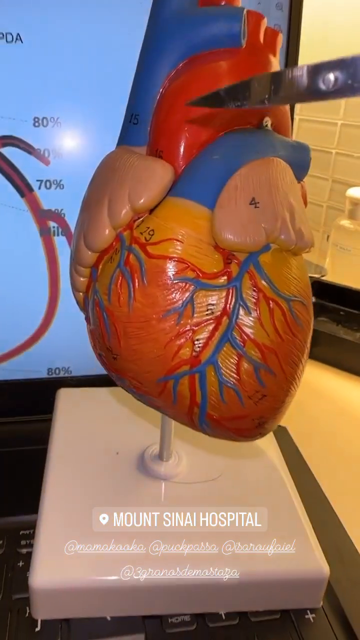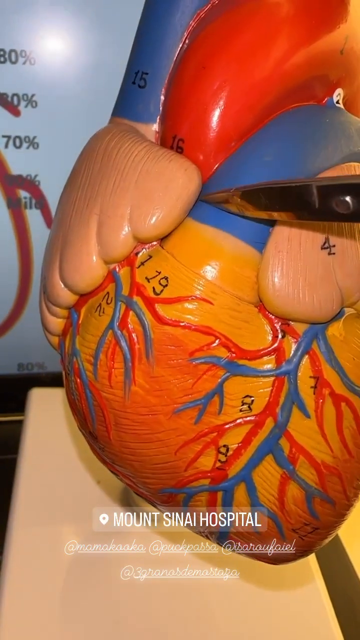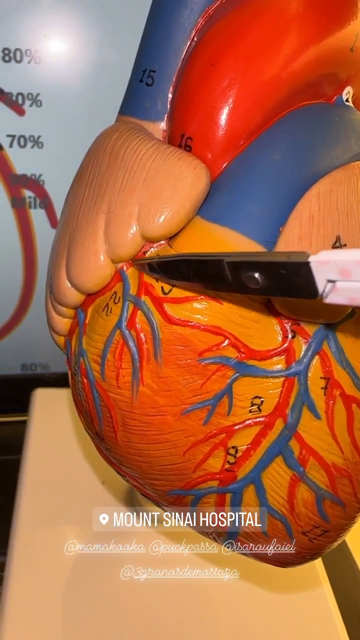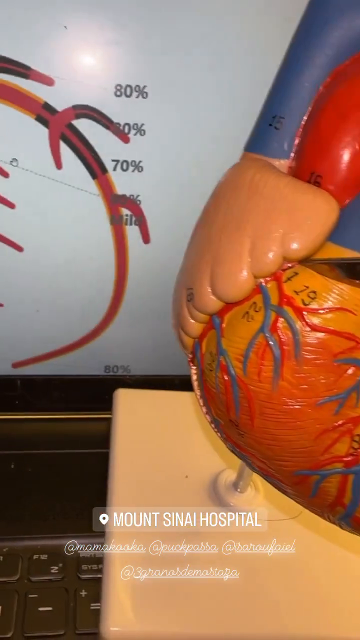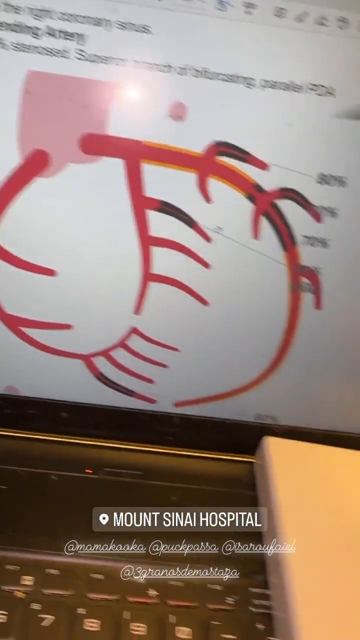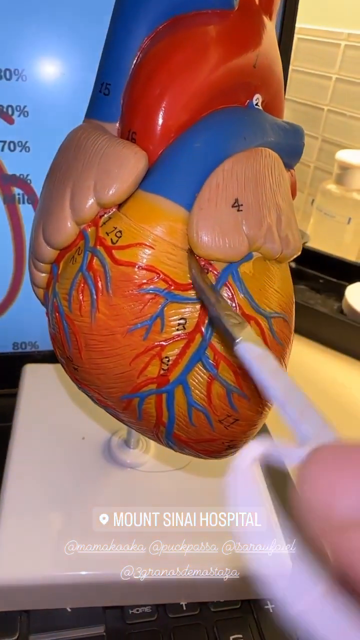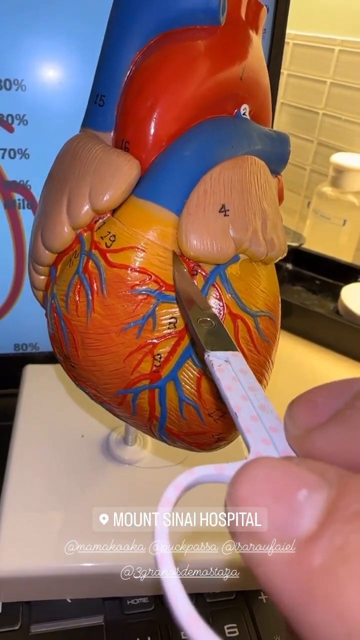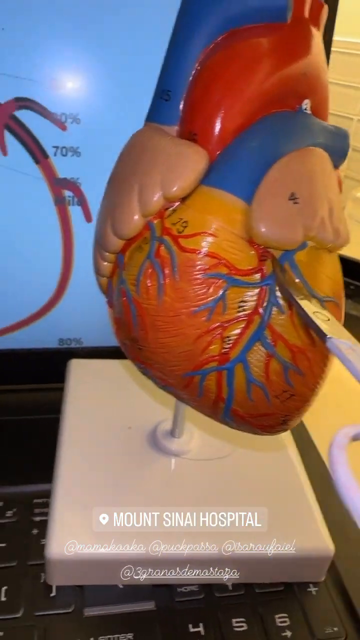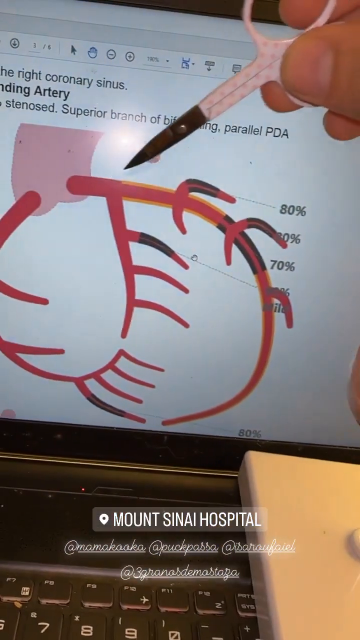So if you take a look at the model, you can see it's a little bit tough here, but the right coronary artery comes out right there. Okay, that right one is this one right over here. And then right under here, sneaking under the left atrium, you can see the left coronary artery as it starts to come out before it branches, which is this one over here.